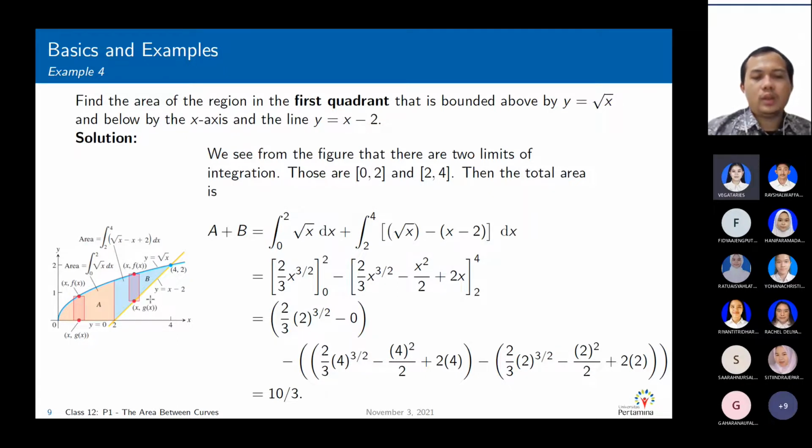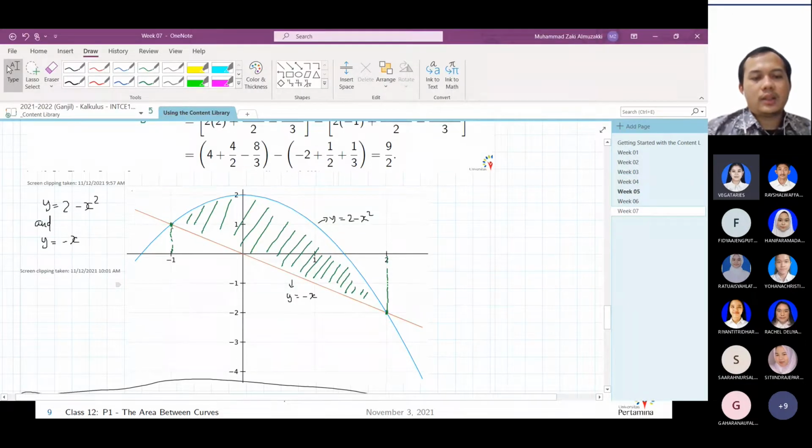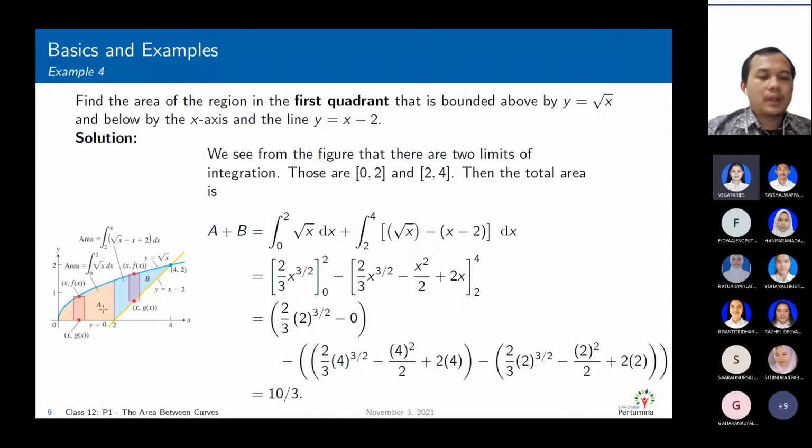Then in this case, how should we find the area? Because in the previous case, the limit of integration was from -1 to 2, and the green shaded area was always enclosed by the two curves. But in this case, somehow before x equals 2, so for x from 0 to 2, the upper bound is square root of x and the lower bound is the x-axis.